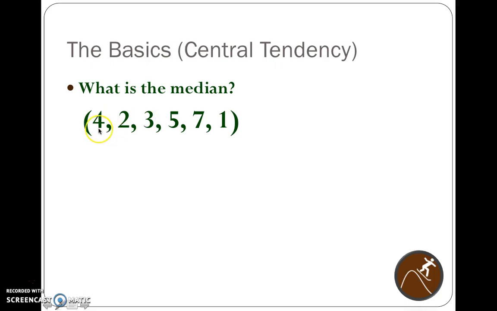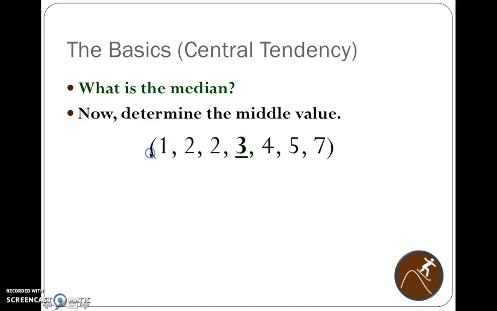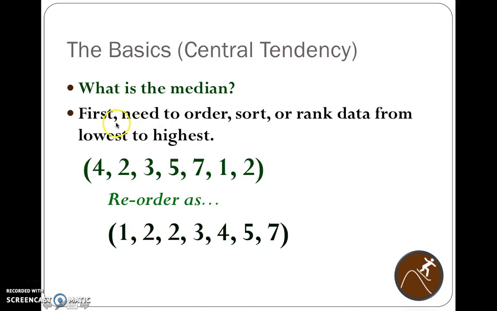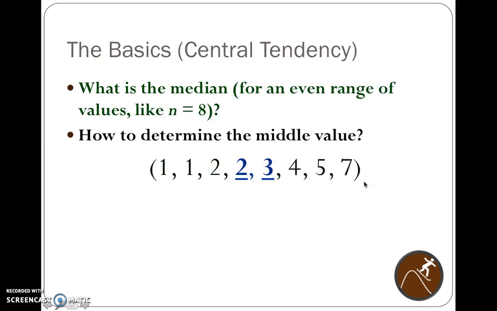So in the case of 4, 2, 3, 5, 7, and 1, how would we get the median? Well, we would determine the middle value. In order to determine the middle value of 3, we would have had to reorder the data. First, we would need to order, sort, and rank the data from lowest to highest. So we reordered it, and we determined that 3 was the middle value.